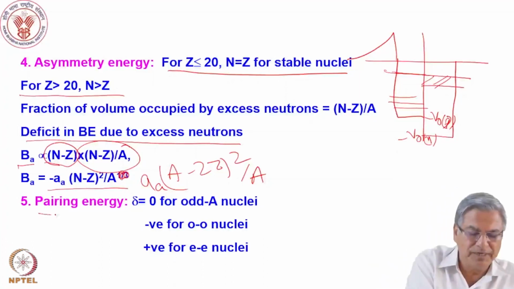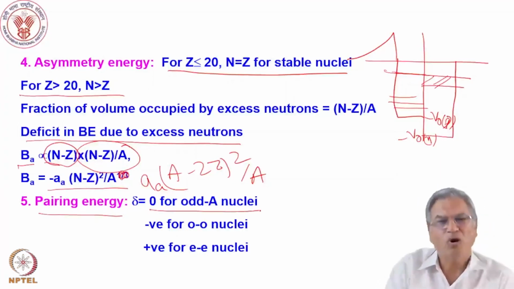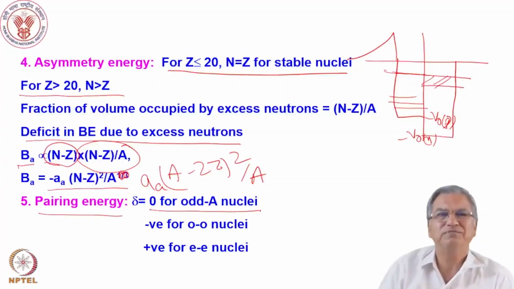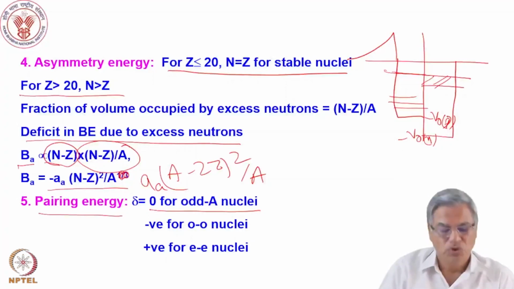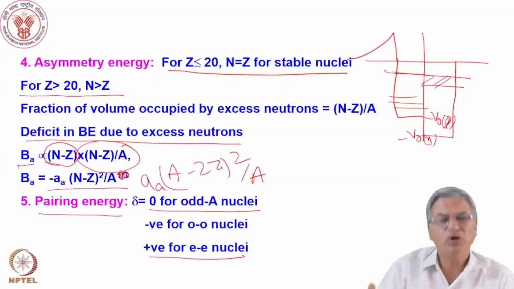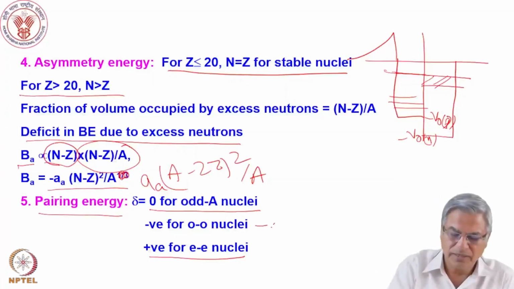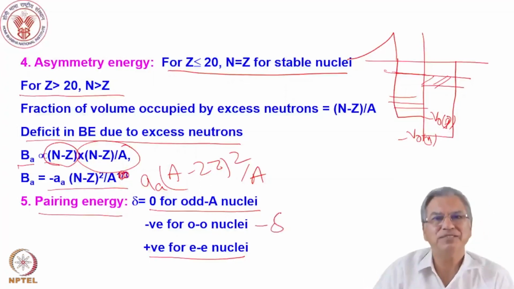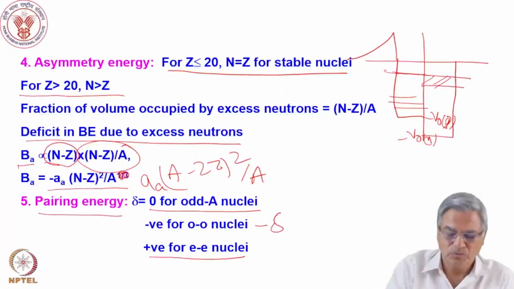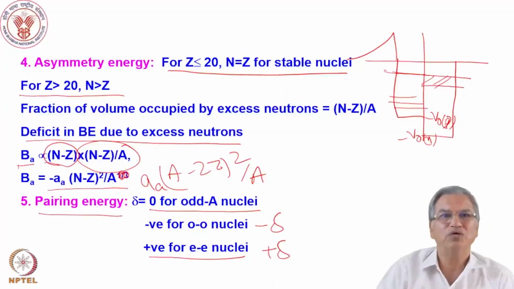The last one is the pairing energy. As you know, the nucleons tend to pair up, and so as a matter of convention, for odd A nuclei, the pairing energy has been taken as 0. If it is an odd-odd nucleus, then the binding energy is low, so the pairing energy is minus delta. And if it is an even-even nucleus, then the binding energy is high, so for them the binding energy is plus delta. That is the convention we will use for the pairing energy term.